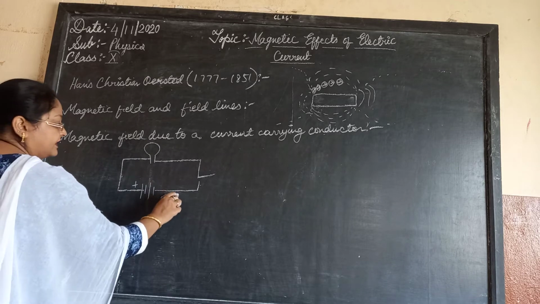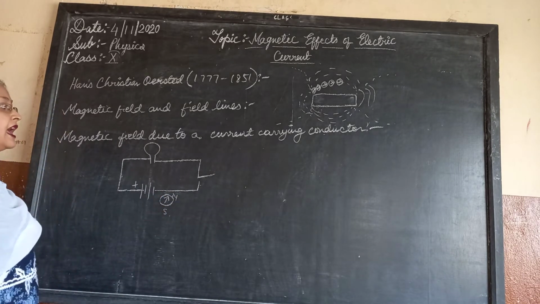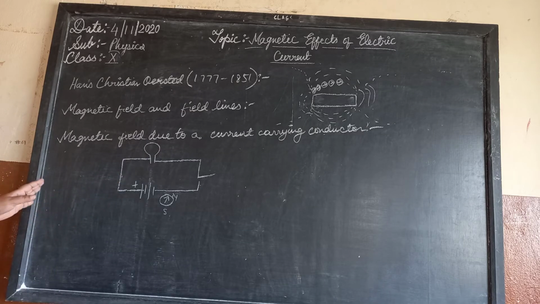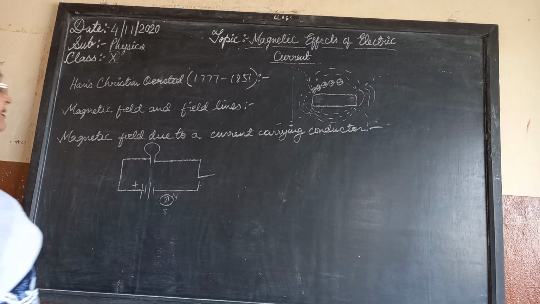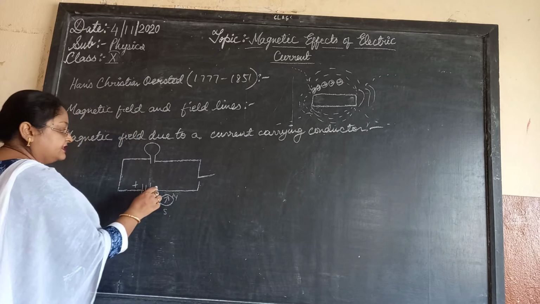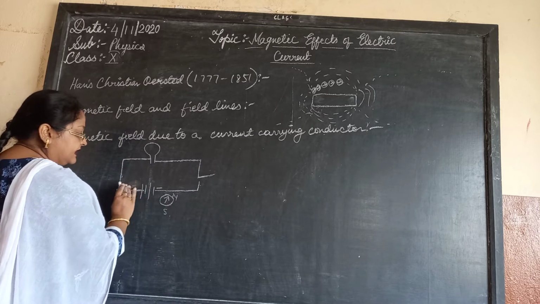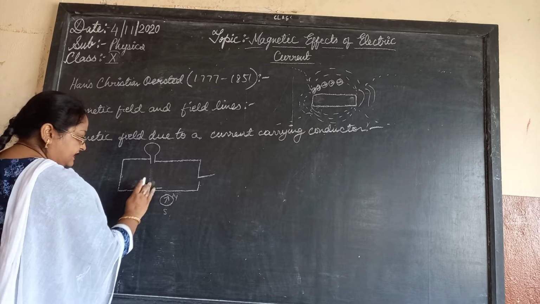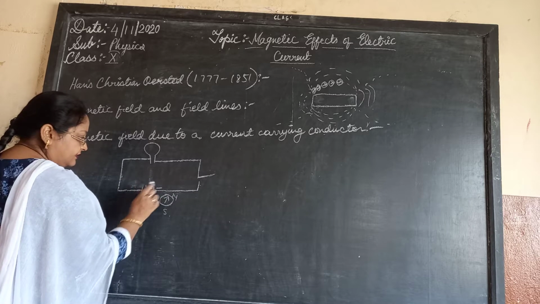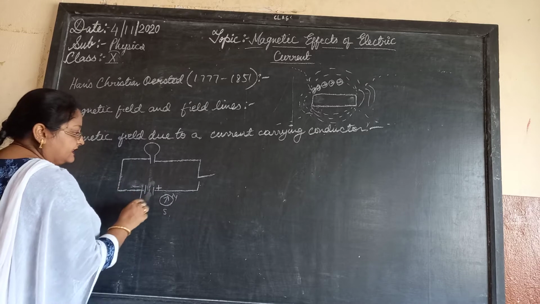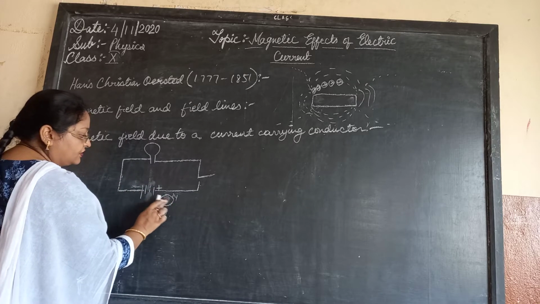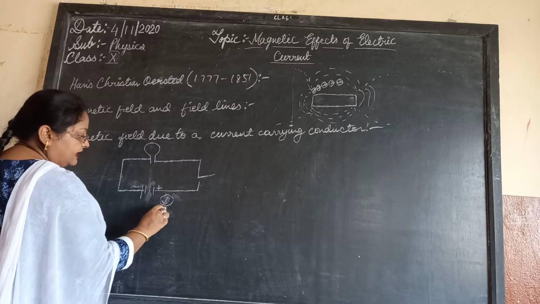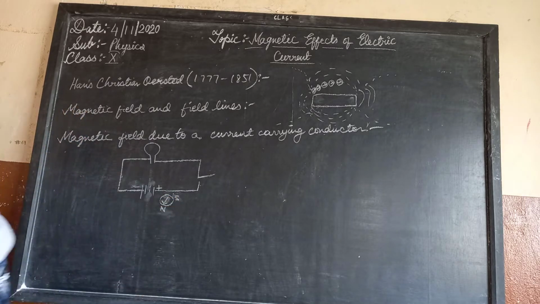This will be the north direction, this will be the south direction, and this is how the magnetic field with the current carrying conductor is established. And if we change the direction of the current, suppose this is plus, this is minus, and we reverse it, the direction of the needle will also change. This will point towards north, and this will point towards south.